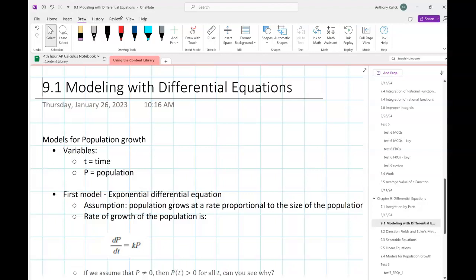So chapter 9 is about differential equations. This is maybe one of the most applicable areas that you'll see in your first semester calculus to the real world.